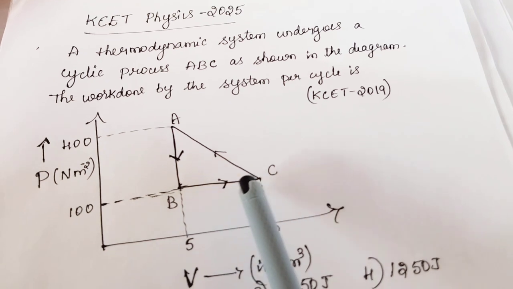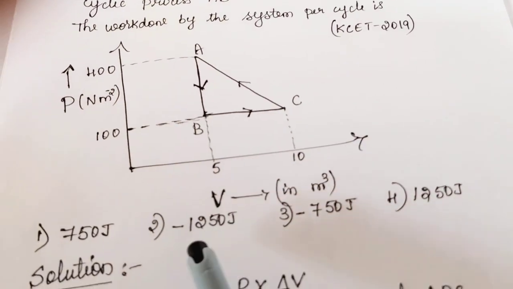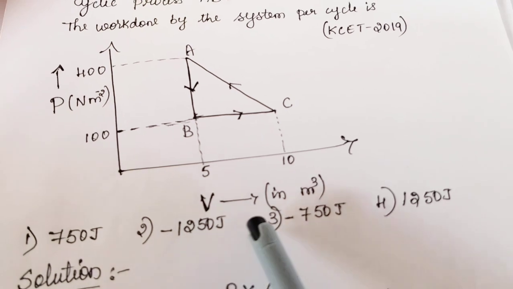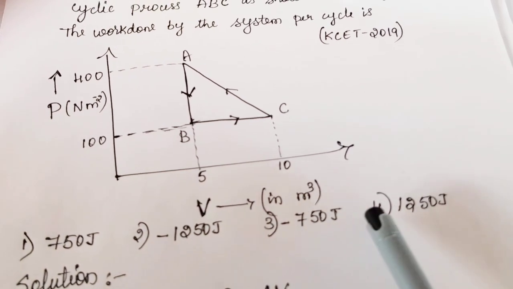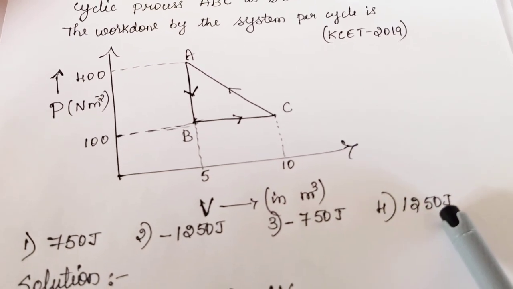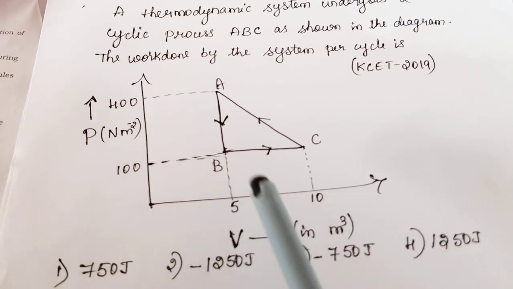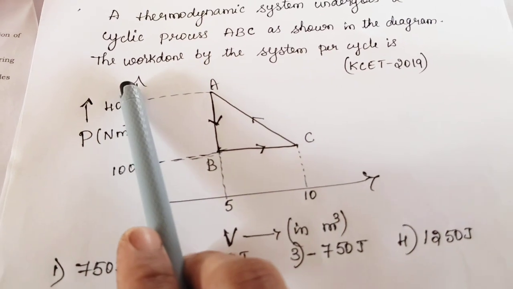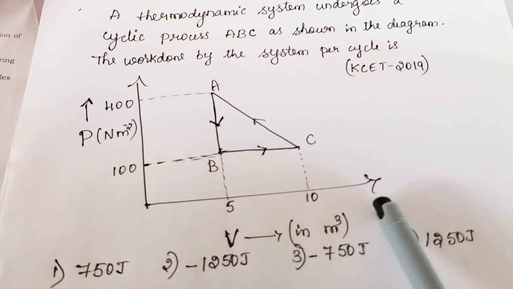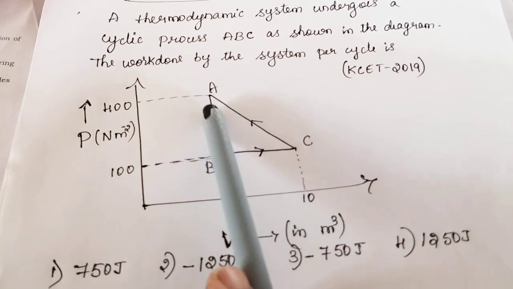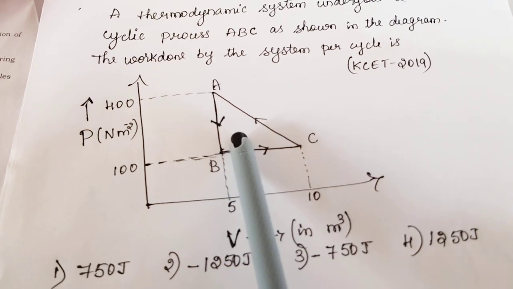The work done by the system per cycle is? The options are 750 joule, minus 1250 joule, minus 750 joule, plus 1250 joule. Here we can see one PV diagram, right? Pressure is taken along the y-axis and volume is taken along the x-axis. Here we can see one graph ABC, which is triangle in shape.